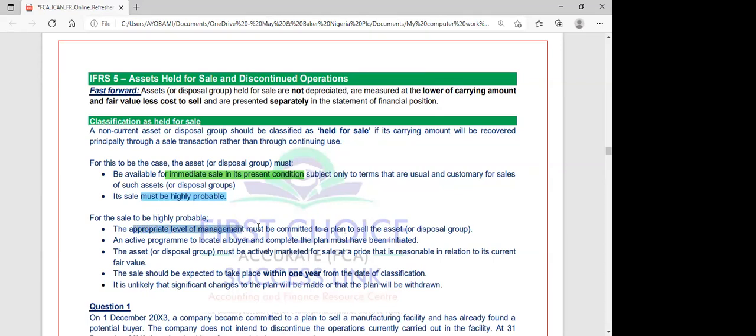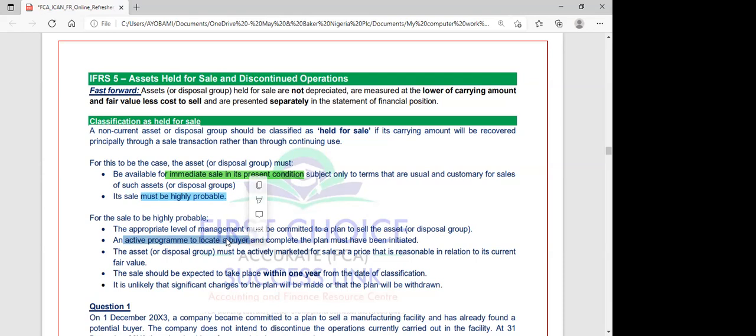An appropriate level of management must be committed to a plan to sell the asset. What does that mean? If you're an external auditor, for example, and you are reviewing the financial statement of a company, and you saw that they have classified a certain asset as held for sale, you need something like board minutes of a meeting where they agreed. What are the evidences to say they are committed to a plan to sell this asset? Here it's saying appropriate level of management, not just a senior manager, most likely the board of directors or senior management or executive management that have decided that this asset should be sold. Then an active program to locate a buyer and complete the plan must have been initiated.